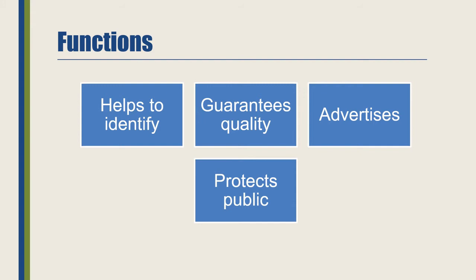It helps the public in identifying the product of quality. So you have used a product and you know the quality of the product. Next time you can identify the product through its trademark, isn't it? So the functions are to help in identifying, guaranteeing the quality, advertising the product and protecting the public. Okay, now let's see.